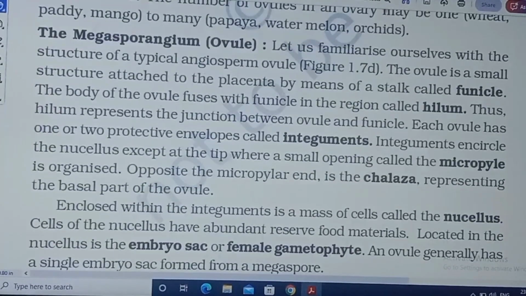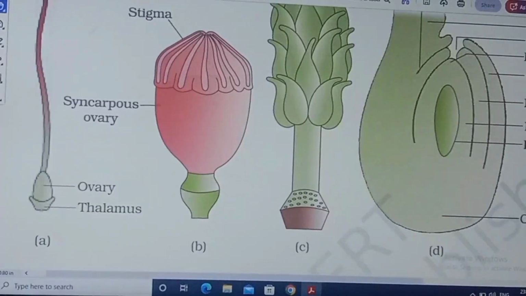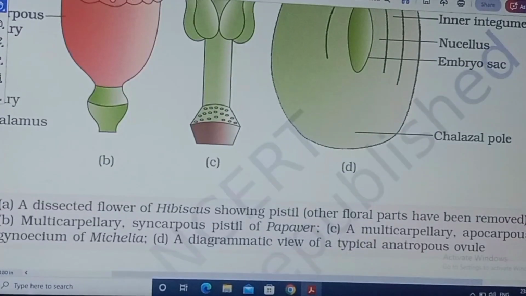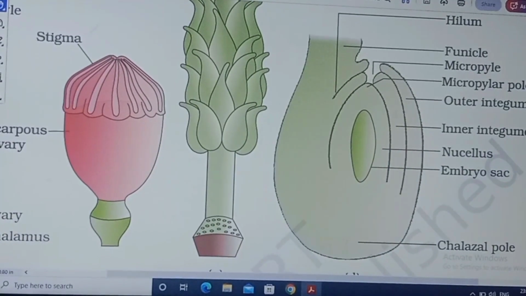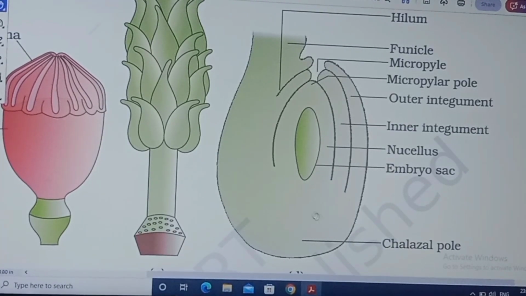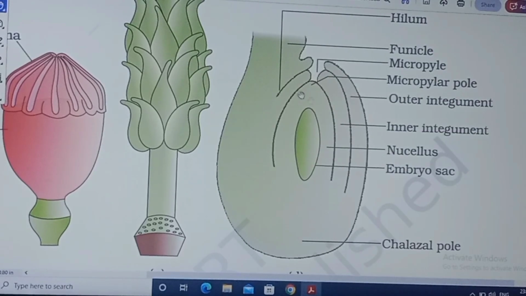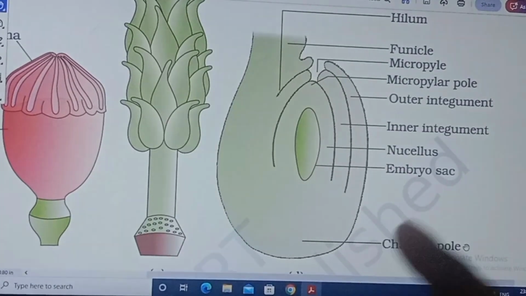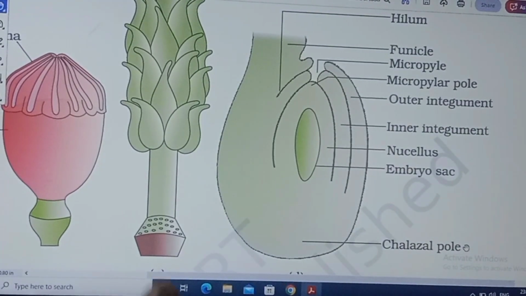This is the explanation that we can easily learn from this diagram. It's a diagrammatic view of the sentences. This is the hilum. The hilum is the junction point for the funicle and the ovule, and this is the micropylar end. Opposite that is the chalazal end, and this is the integument, and this is the nucellus, and this is the embryo sac. You can learn the sentences and the paragraph from this diagram. It is very easy to learn.